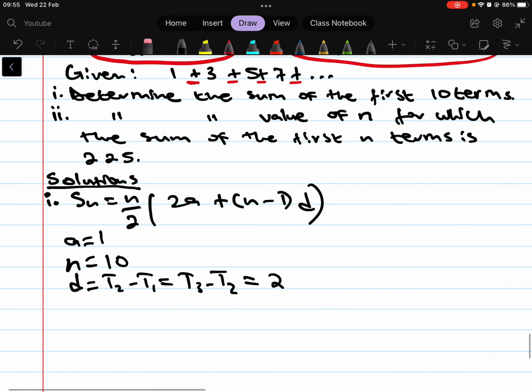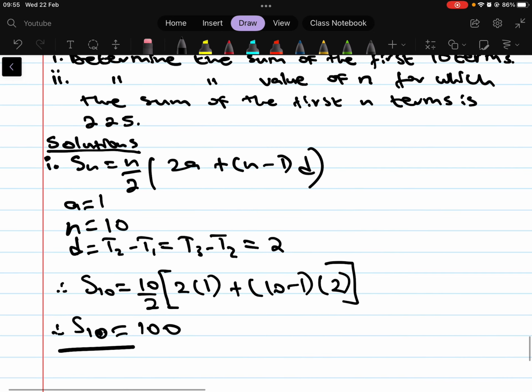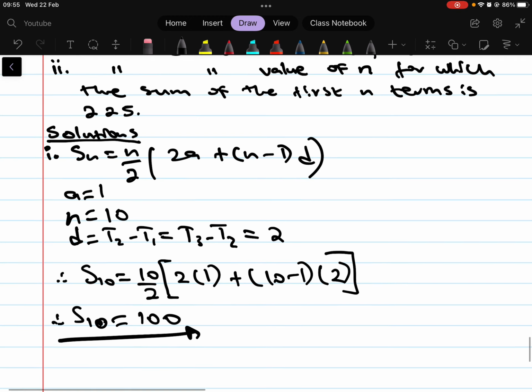Now all you need to do is to substitute. Therefore, when you substitute, the sum of the first 10 terms equals 10 over 2. Use your brackets, and your a is 1 plus 10 minus 1 times d, which is 2. Then you are good to go. All you need to do now is to enter this on your calculator and see how much you get. You should be getting 100 as your value. Therefore, that's your sum of the first 10 terms. You are done answering the first part of the question.